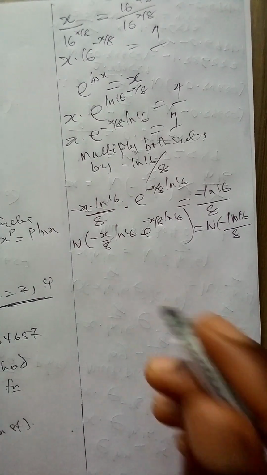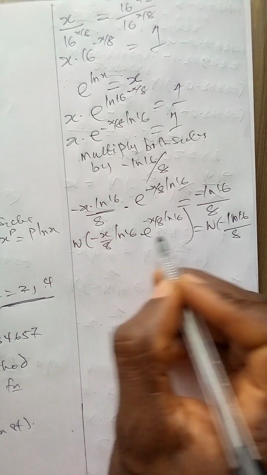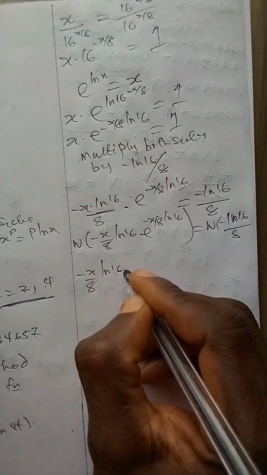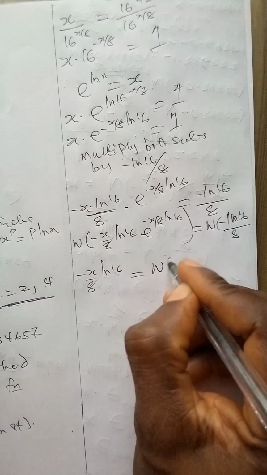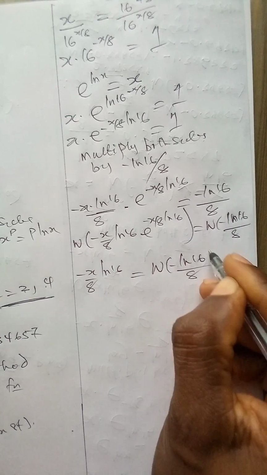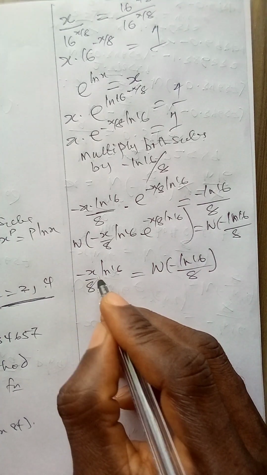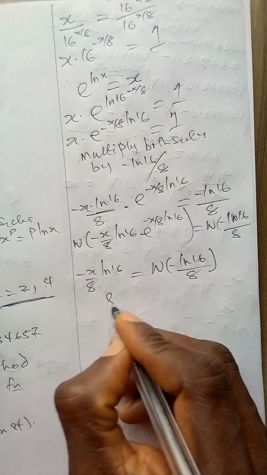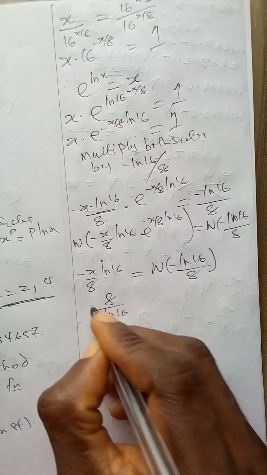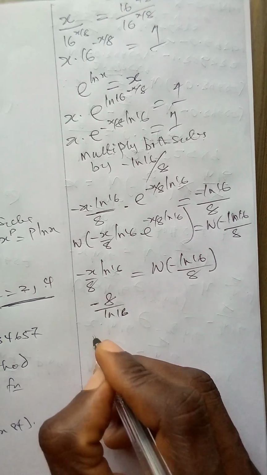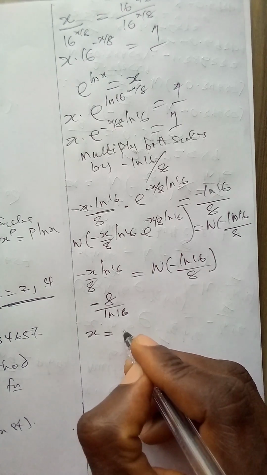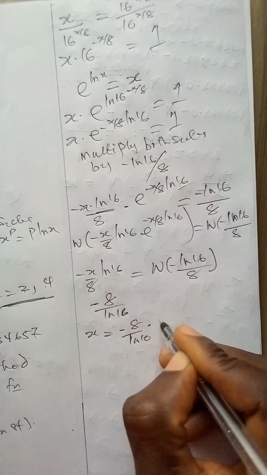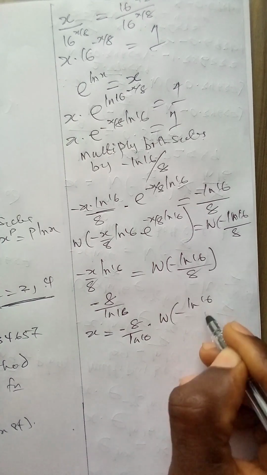According to the Lambert W function, this now reduces to minus x over 8 ln 16 equals W of minus ln 16 over 8. Let us now make x the subject. To make x the subject, I have to multiply both sides by minus 8 over ln 16. So x equals minus 8 over ln 16 times W of minus ln 16 over 8.